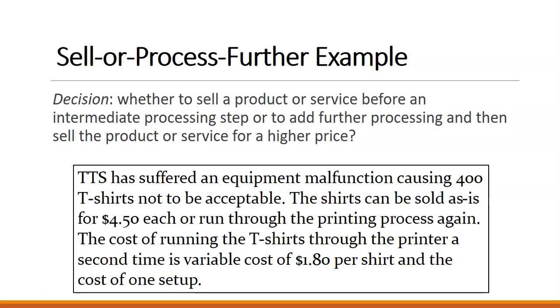The next decision we look at is whether to sell a service or product at its split-off point or process it further. In this example, we have an equipment malfunction. So we have 400 t-shirts that are not acceptable. We can sell them as is for $4.50 each, or run them through the printing process again. The cost of running the shirts through the printer a second time is a variable cost of $1.80 per shirt and the cost of one setup.